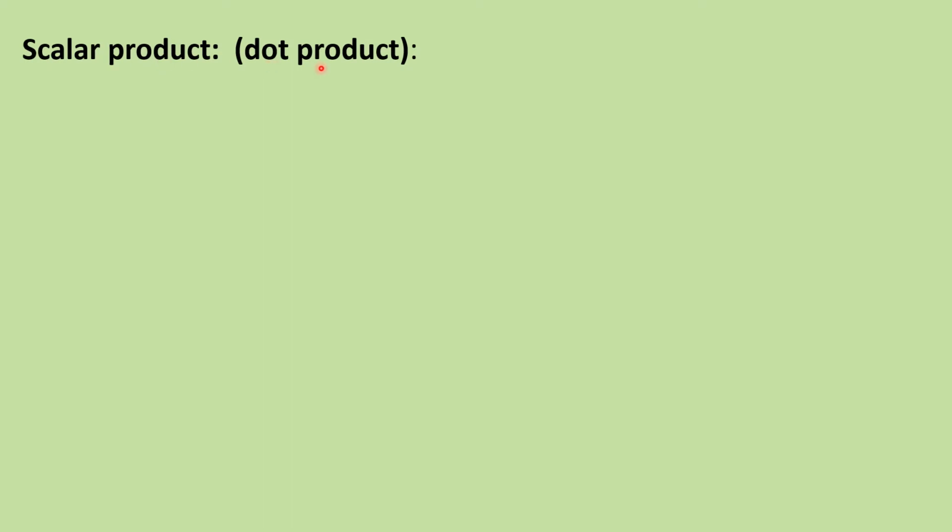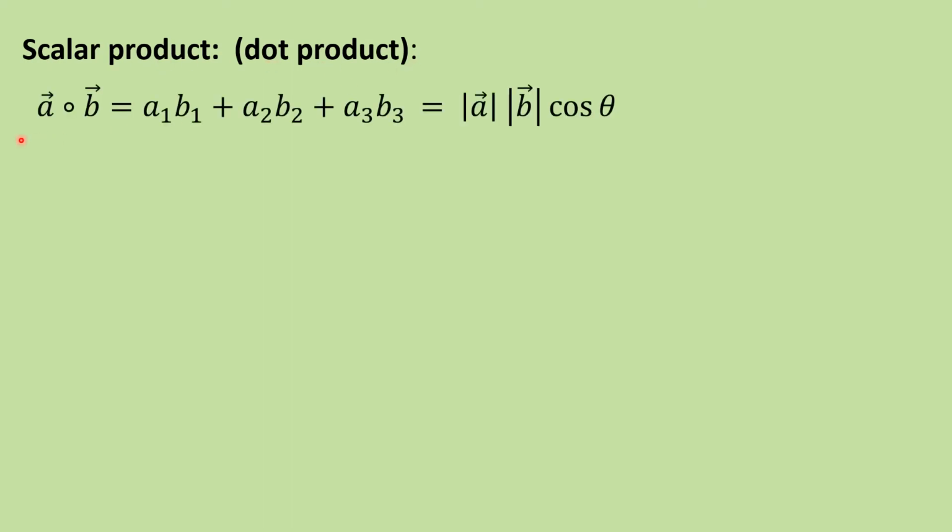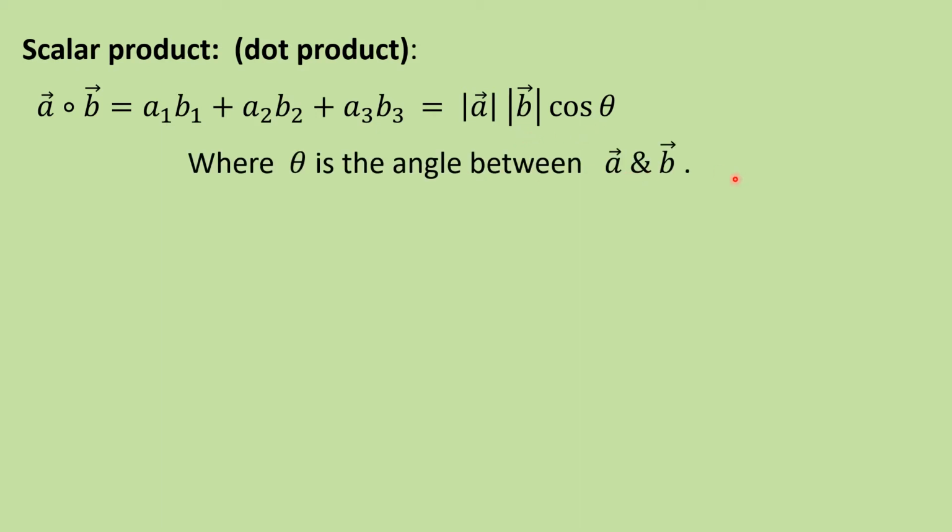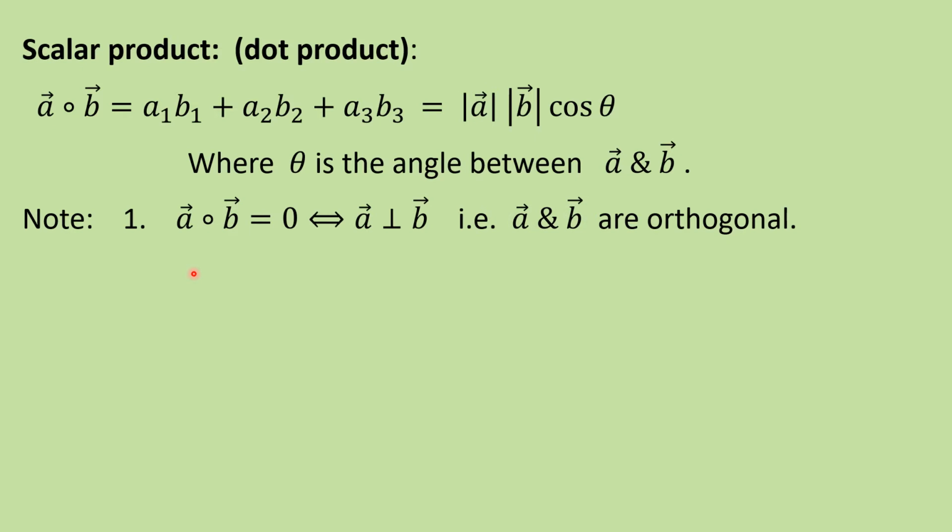Scalar product or dot product between two vectors A and B, where vector A is a1i plus a2j plus a3k and B is b1i plus b2j plus b3k. Then A dot B is the sum of the products of components, a1 b1 plus a2 b2 plus a3 b3, or I can write magnitude of A into magnitude of B into cos theta, where theta is the angle between vectors A and B. All of you know that A dot B is the same as B dot A. If A dot B is 0, that means the angle between them is 90 degrees, so I can say A is perpendicular to B, that is, A and B are orthogonal.